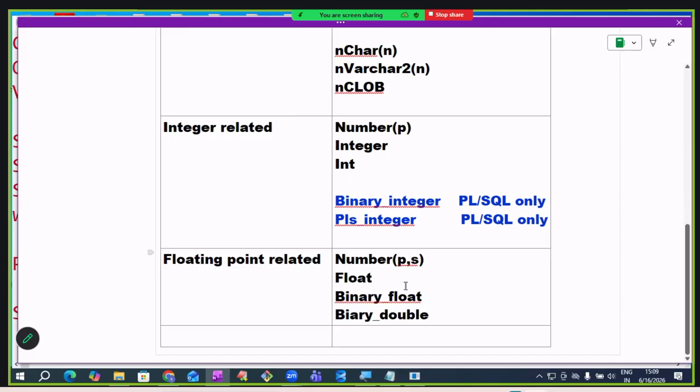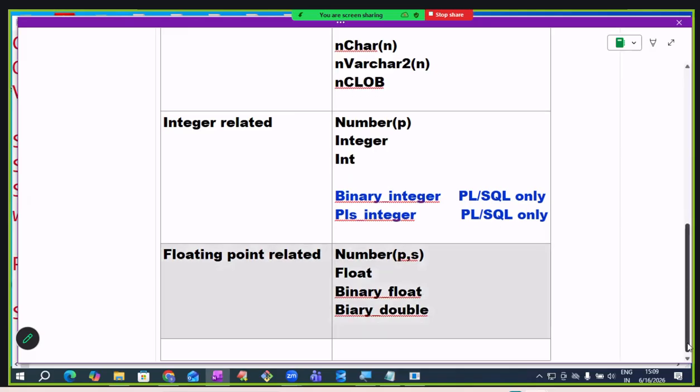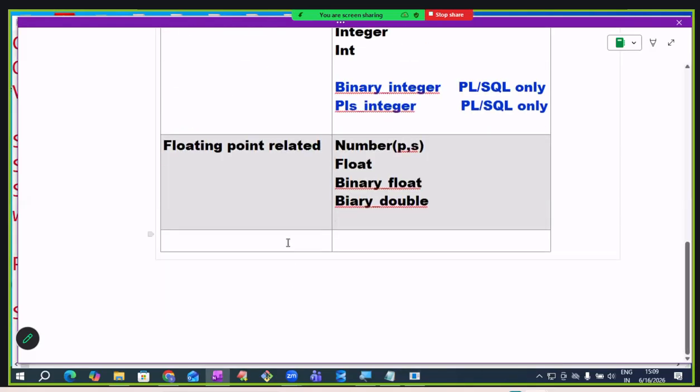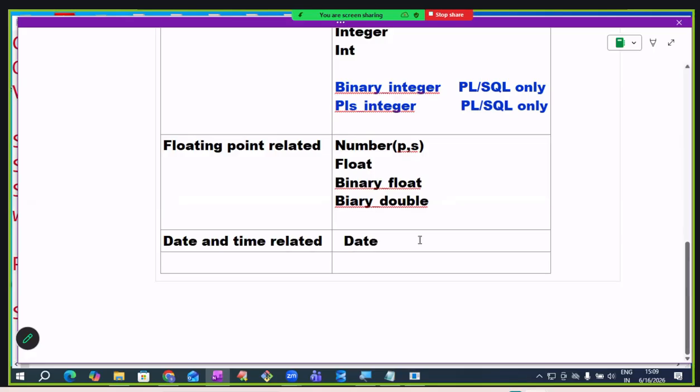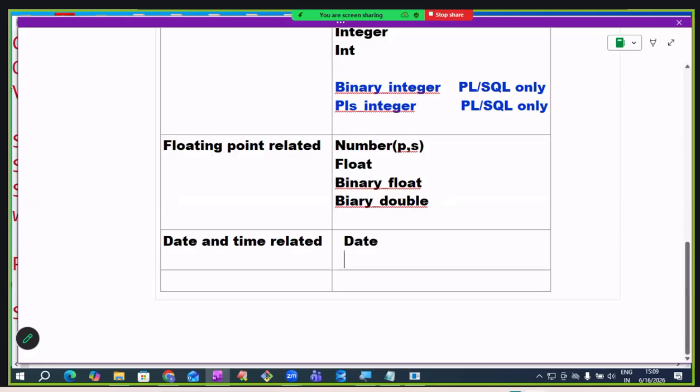Like this. So these are available in SQL as well as PL/SQL. There is no new data type in PL/SQL for floating point. Next, date and time are also the same. To hold date values, use the date data type. To hold date and time both, use the timestamp data type.